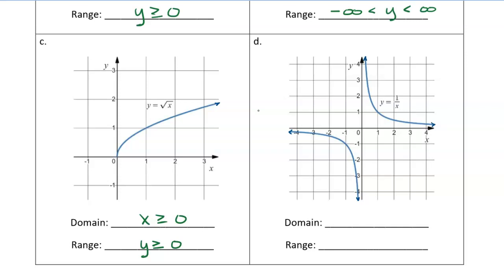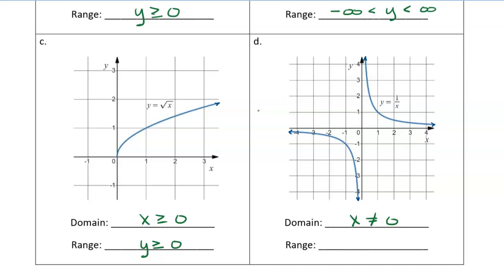And then finally, the 1 over x function. Now I have it graphed here. Let's look at the domain. Are there any values of x that would be off limits? For 1 over x, I cannot divide by 0. So I'm going to say that the domain is x is not equal to 0. Anything else is fine, except for 0, because I can never divide by 0.